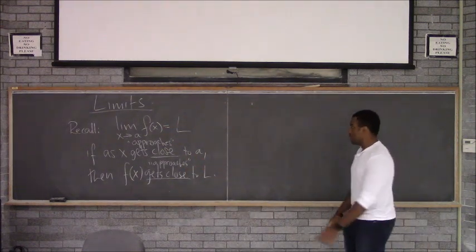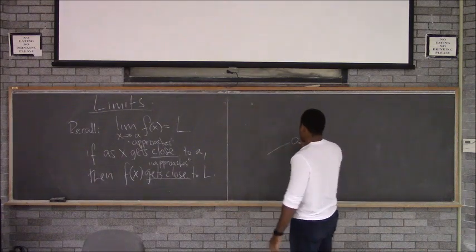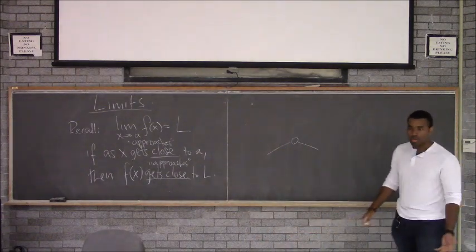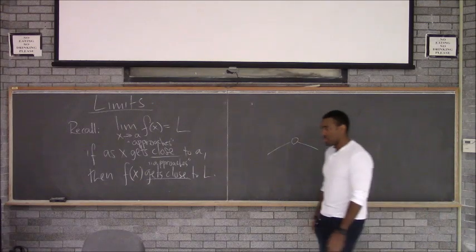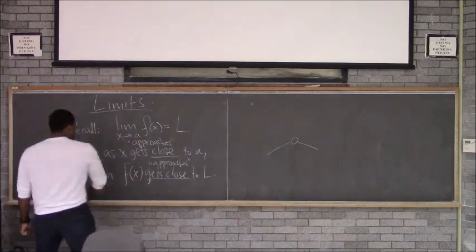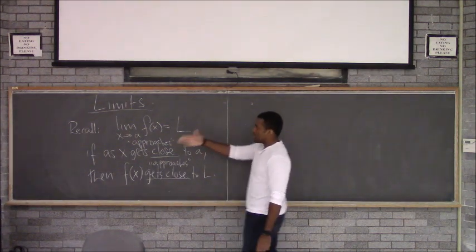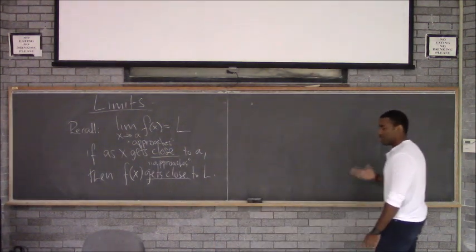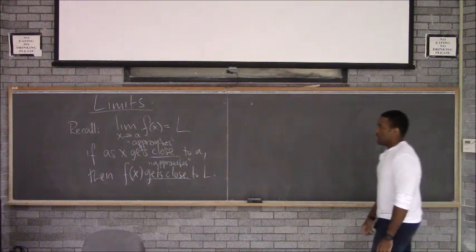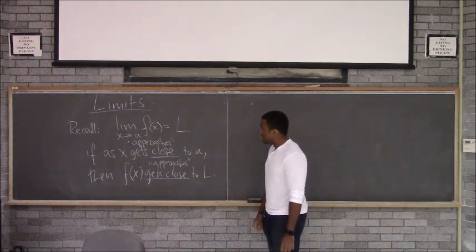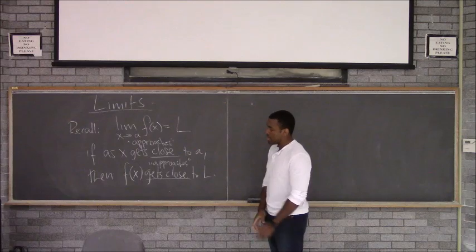Okay? Now, the phrase gets close and approaches, that's very important because you don't care about being at the point. So if you have a hole on your function, a limit doesn't care that there's a hole. It's going to give you an answer regardless. So that's basically it. We say the limit as x approaches a of f of x equals L. And when we say that, we mean this. And then this is the symbol that we used to write that down.